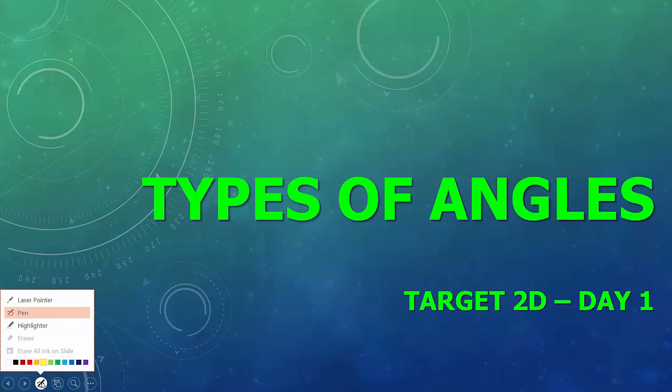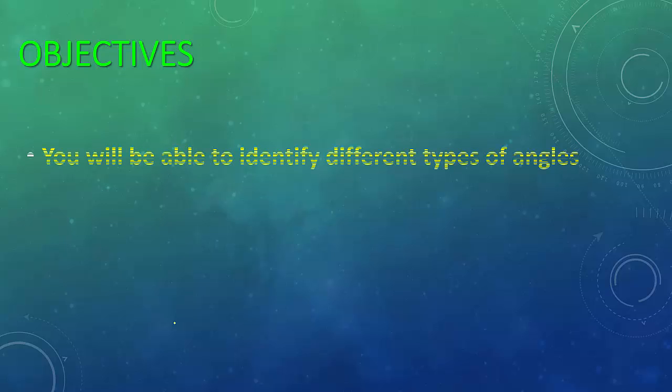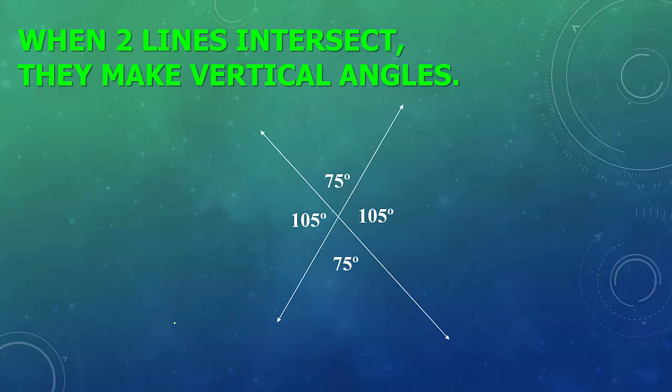All right, so we are on target 2D, and this is day one. We're going to be doing types of angles in this section. So your objectives are, you will be able to identify types of angles, and you will be able to determine an angle's measure based on the type of angle.